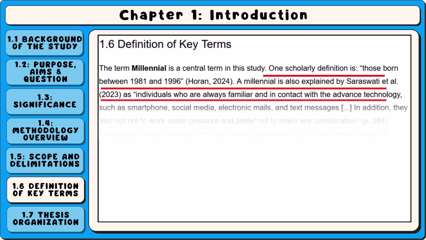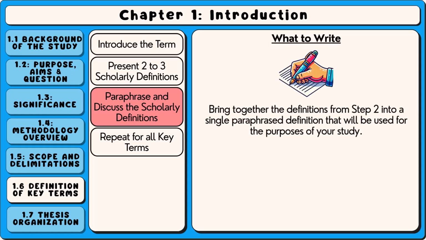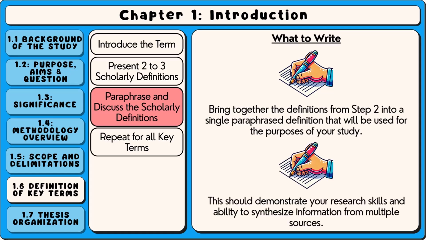One scholarly definition is those born between 1981 and 1996. A millennial is also explained by Saraswati as individuals who are familiar and in contact with advanced technology such as smartphones, social media, etc. Step 3 is to paraphrase and discuss the scholarly definitions. Here, bring together the definitions from step 2 into a single paraphrase definition that will be used in your study. This will demonstrate your ability to conduct research and synthesize information from multiple sources.